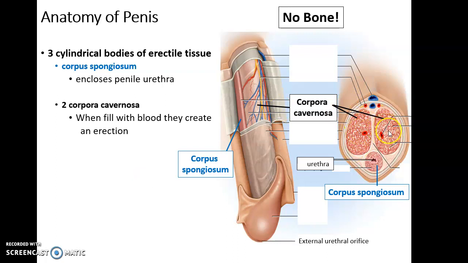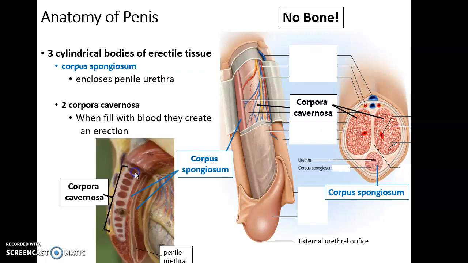We have the two corpora cavernosa on either side. They make up the bulk of the penis tissue. These fill up with blood, leading to the erection. And then we also have the corpus spongiosum. Corpus spongiosum is the tissue that wraps around the penile urethra. And the function of the corpus spongiosum is to keep the penile urethra open during an erection.